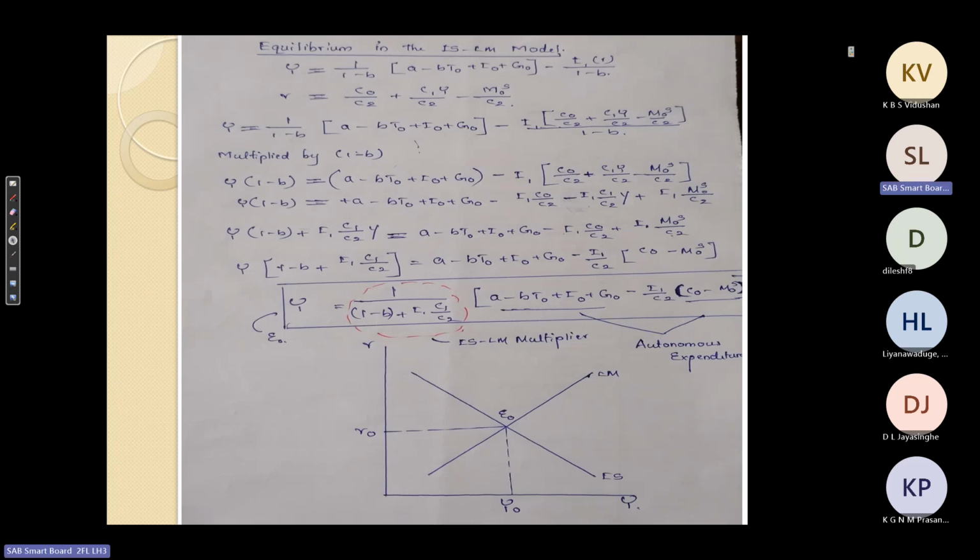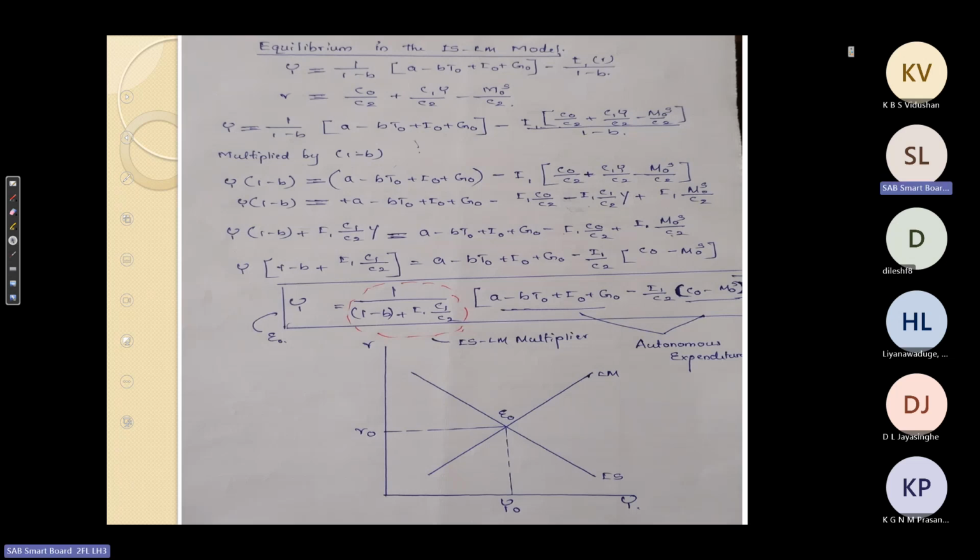Okay, so then finally you will get this equation. This is the equilibrium income, and that is very important. Y equals 1 over (1 minus B plus I1 C1 over C2), times all the right-hand side variables, which are autonomous variables. So this is the multiplier. Here also we identified a multiplier, called the IS-LM multiplier. Earlier we identified the multiplier looking at the real sector only. But here we identify the multiplier effect combining the real and the monetary sector as well. So the multiplier is 1 over (1 minus B plus I1 C1 over C2).